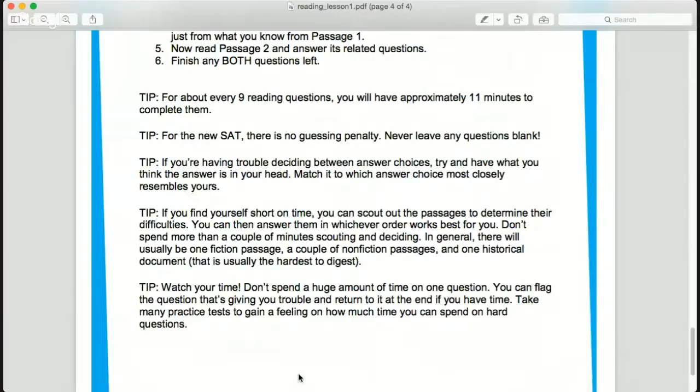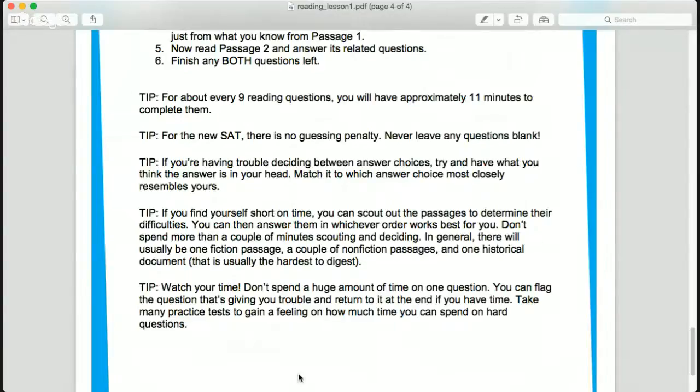If you find yourself short on time, you can scout out the passages to determine their difficulties. You can then answer them in whichever order works best for you. Don't spend more than a couple minutes scouting and deciding. In general, there will usually be one fiction passage, a couple of nonfiction passages, and one historical document, which is the hardest to digest. So, by taking practice tests, you can determine which types of passages are easiest for you to answer. And you can start on those first if you know that you're having trouble finishing in time.